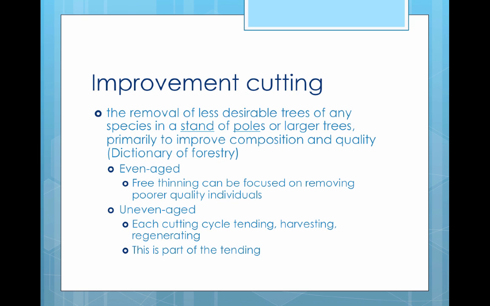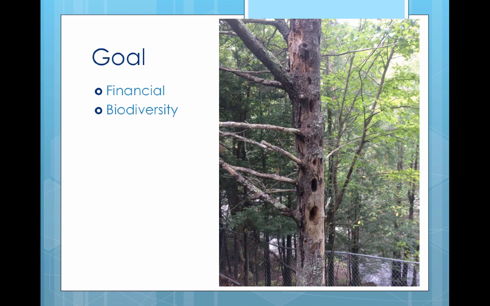You're tending, you're harvesting, and you're regenerating. This is the tending part, so you're removing poorer quality individuals. And what's considered a poorer quality individual is really going to depend on your goals. So if your only goal is financials, you're probably going to remove this tree. However, if part of your goal is biodiversity, this is a pretty good looking tree and adds a lot of quality to your stand.